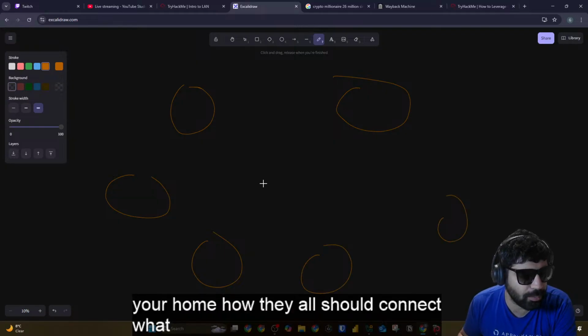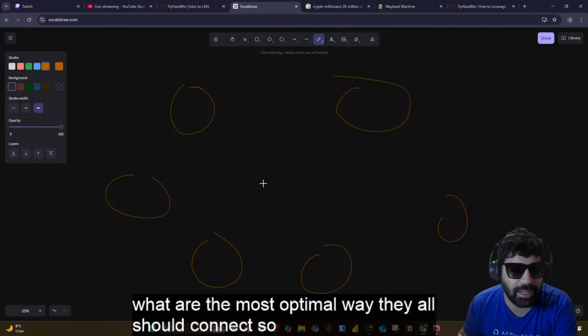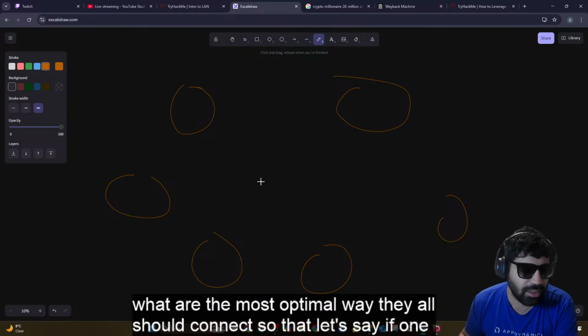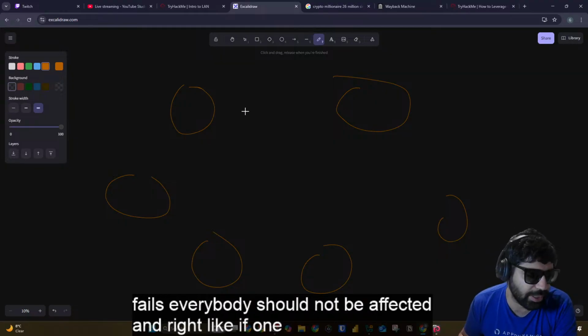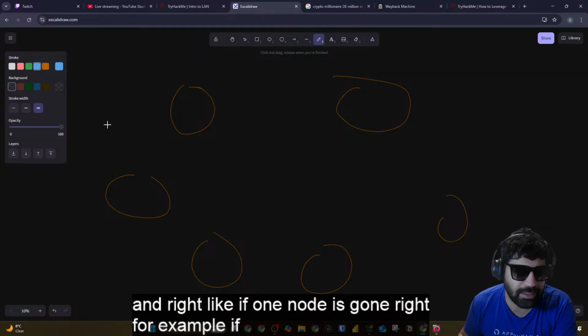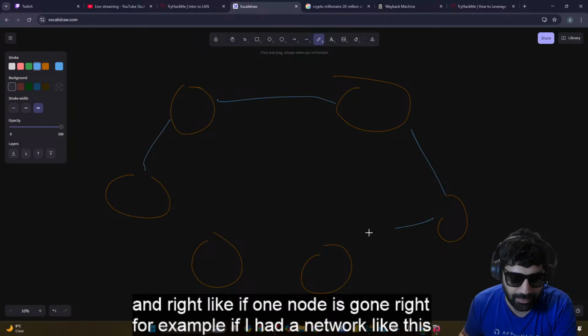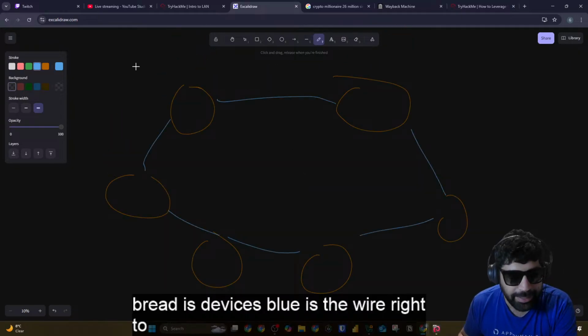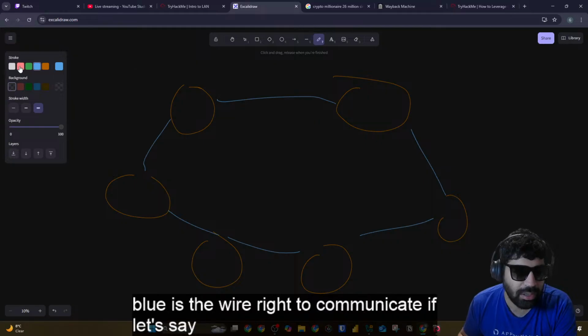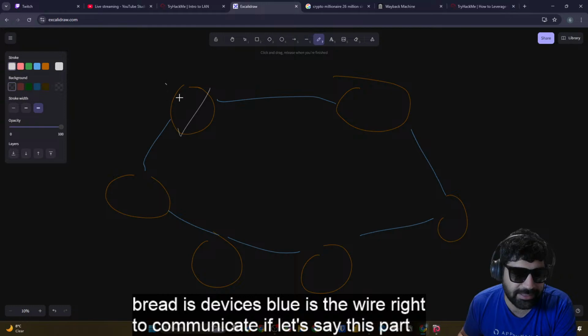What is the most optimal way they should all connect so that if one fails, everybody is not affected? If one node is gone, for example, if I had a network like this, where red is devices and blue is the wire to communicate, and let's say this part is gone, this device is not working anymore.